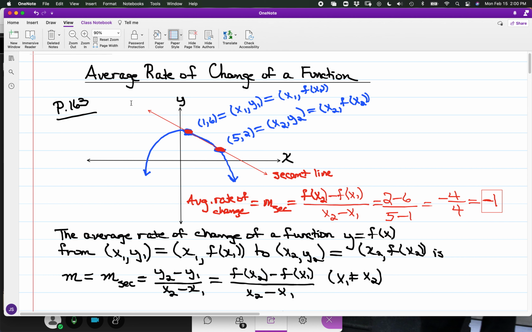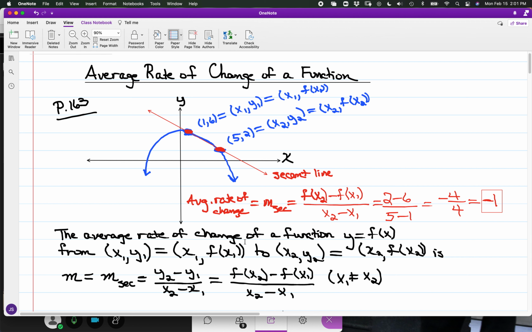And just for average rate of change of a function, we have as a bit of a backdrop, from page 163, a graph. We have a curve that consists of a straight line going through two specified points, and those two points are (1, 6) as well as (5, 2). I'll get into the graph in just a moment, but for the average rate of change of a function, y is equal to f of x.